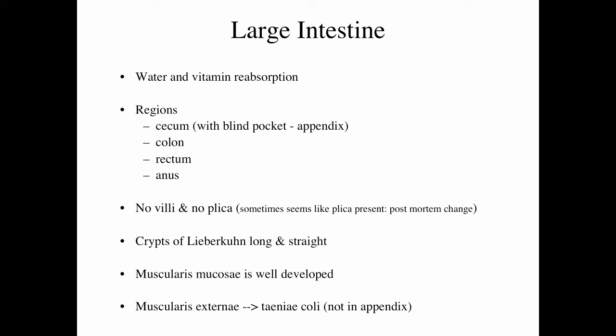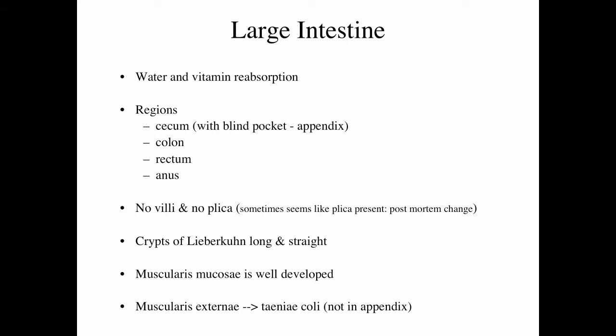The mucosa of the colon looks like it has all goblet cells. That's not true. About 25 or 30% of the cells are goblet cells, but because of a fixation artifact, the lipid droplets in the goblet cells expand and it pushes all the other cells to the sides, and so you predominantly see goblet cells in the large intestine.